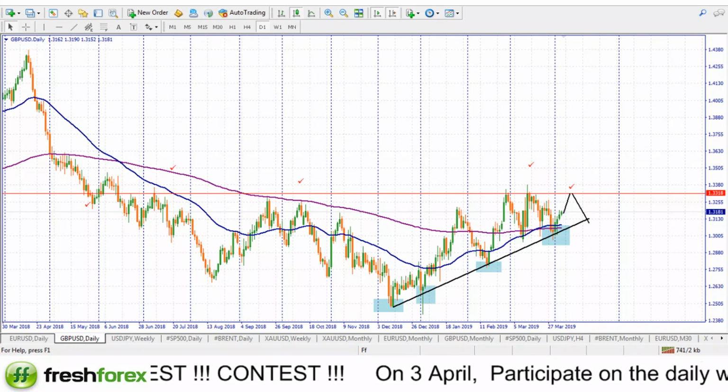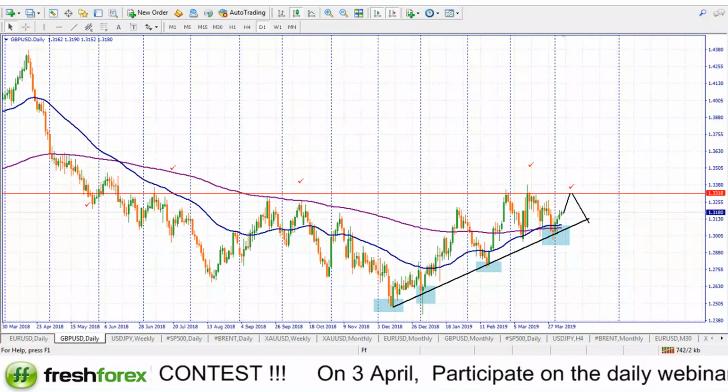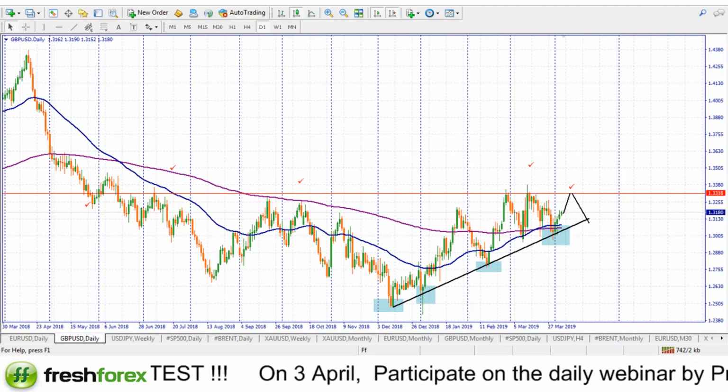So we move to our next chart, and that should be USD/JPY.